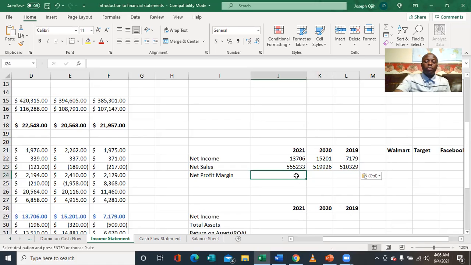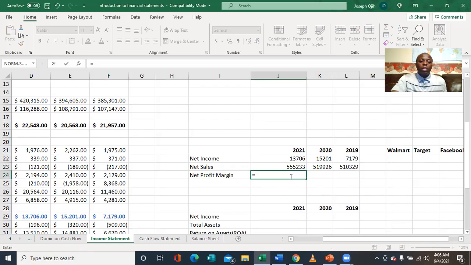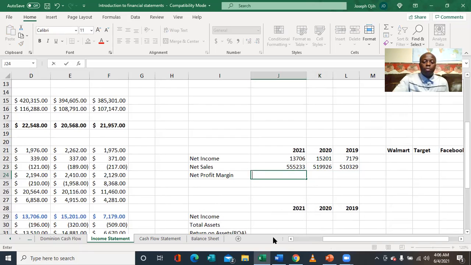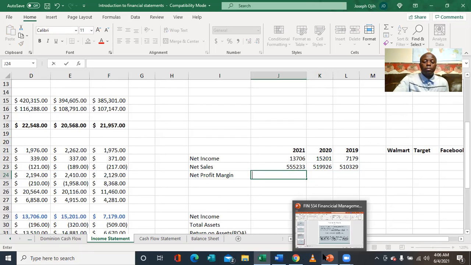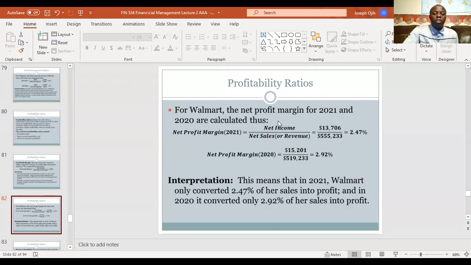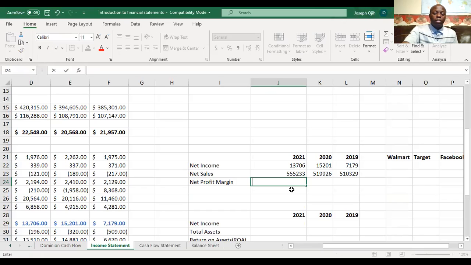Net profit margin for Walmart, you have equals, again, the formula is, let me take you back to the PowerPoint so you can see the formula again. So I'm going to move that place to the PowerPoint. The formula is net income divided by net sales, okay? Now, back to our Excel for the actual calculations. We have equals net income divided by net sales.